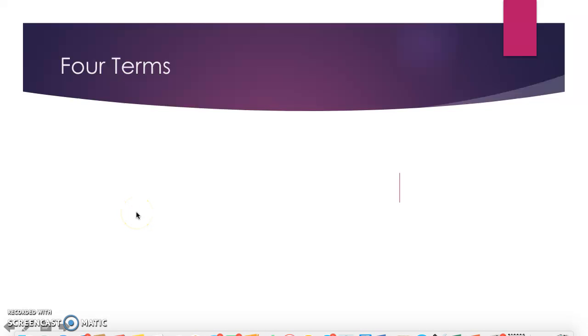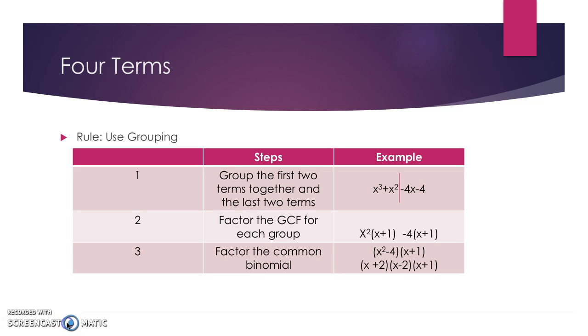Okay, this is Algebra 2, Chapter 5, Unit 4, Part 2. Now we're going to look at functions with four terms. So one of the rules with functions with four terms is we want to use grouping. We want to make sure we group.